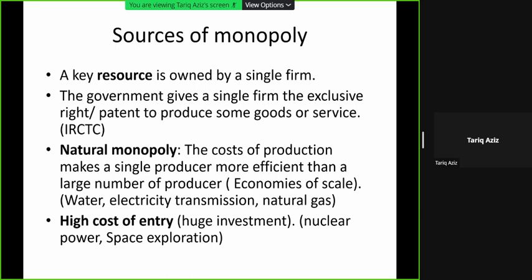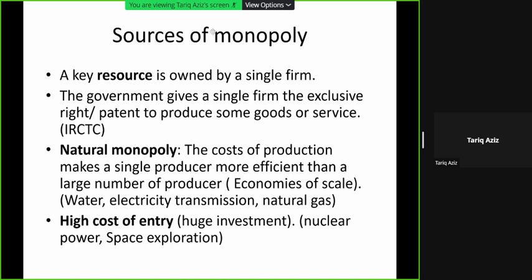Say, for example, in India, we have IRCTC, which is a railway reservation website. Booking a railway ticket is exclusively the monopoly of IRCTC. And this monopoly has been established by government regulations. No other private player is allowed to book a railway ticket, because this right has been given exclusively to IRCTC. So sometimes a key resource is owned by a single firm.